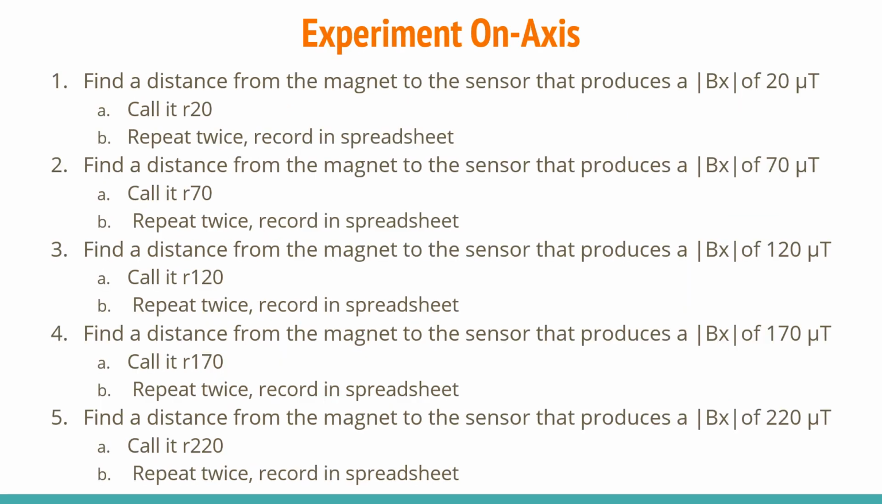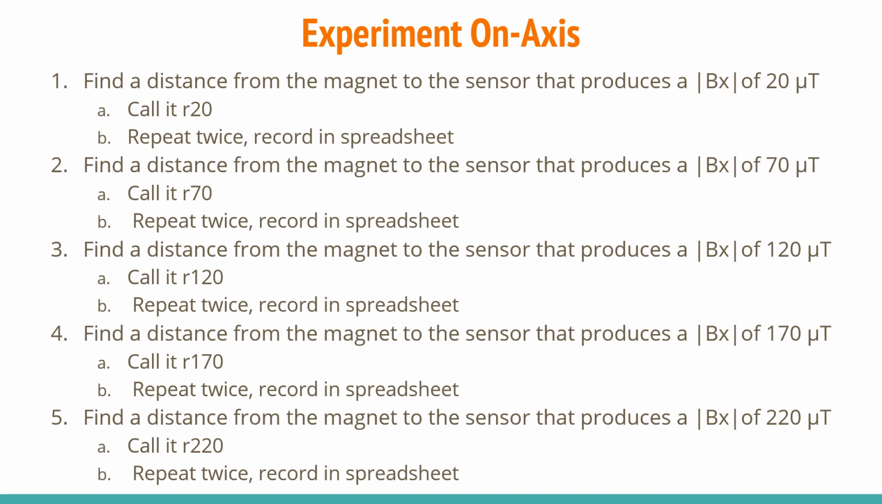Once I located magnetic north in the magnetometer, I proceeded to collect data regarding an on-axis dipole caused by the bar magnet. First, I found a distance from the magnet to the sensor that produced a magnetic field with an x component of magnitude 20 microteslas. I called this distance R20. I recorded the distance and the value of Bx in the spreadsheet provided on Canvas. I repeated this measurement twice for a total of 3 measurements of distance and magnitudes of Bx.